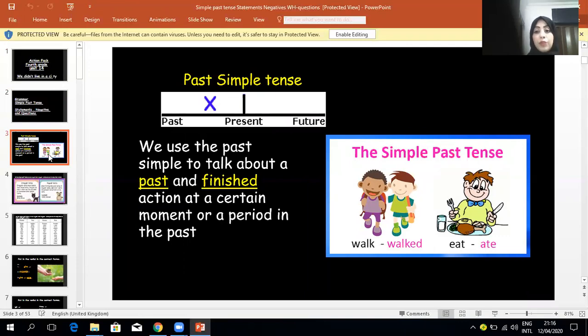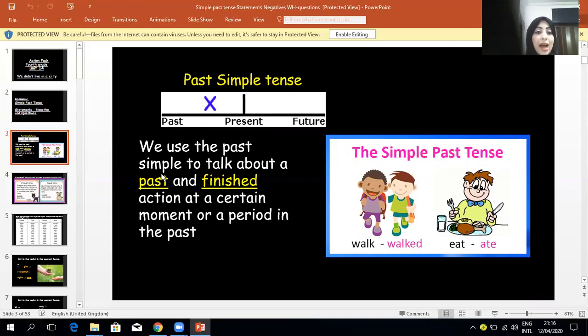So today we're going to be talking about simple past tense. We're going to talk about how to make simple past tense statements. Okay, so first let's talk about when we should use simple past tense.